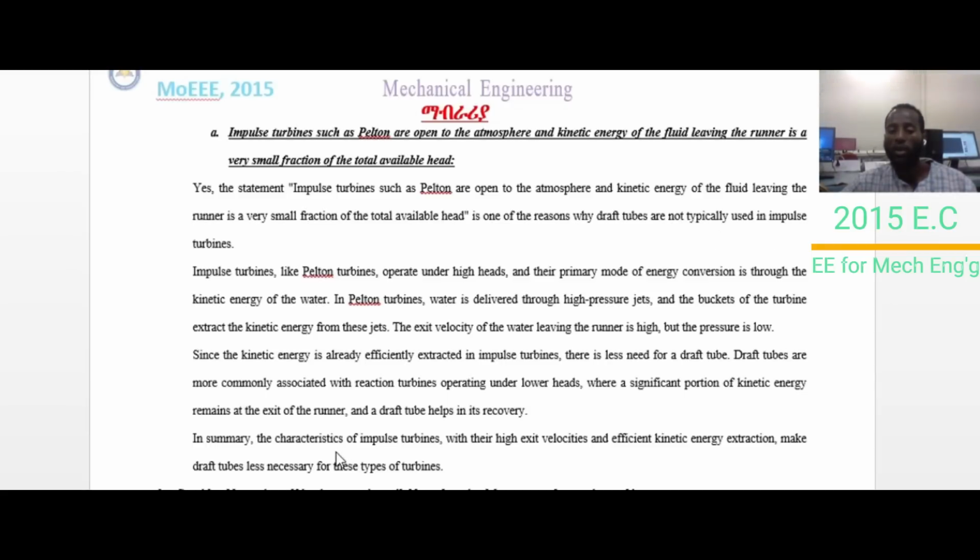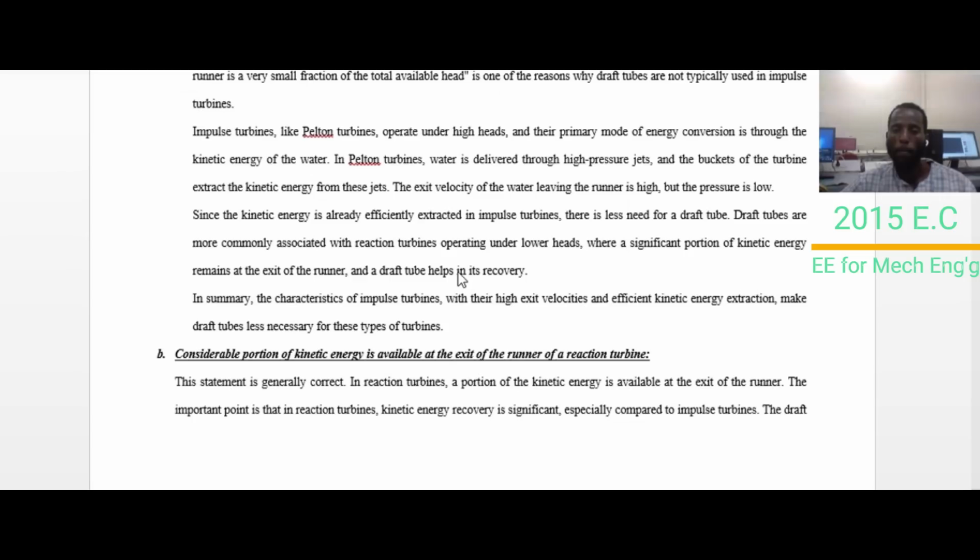So due to this, the characteristics of the impulse turbine, with its high exit velocity and efficient kinetic energy extraction, make draft tubes less necessary for this type of turbine. So the statement expressed in choice A is the reason that we are unable to use draft tubes in impulse turbines like the Pelton turbine.